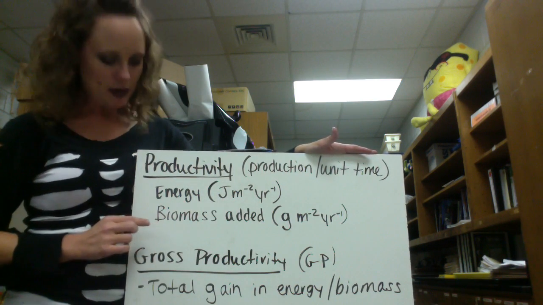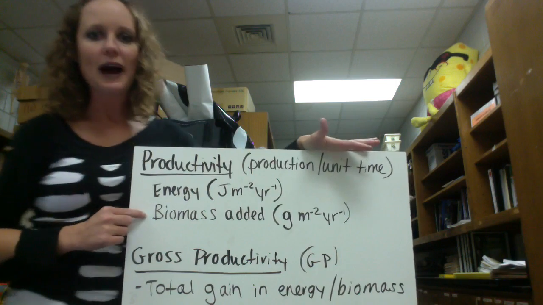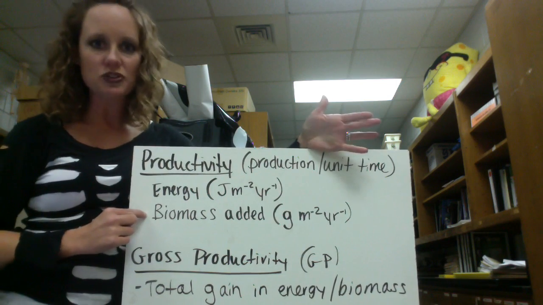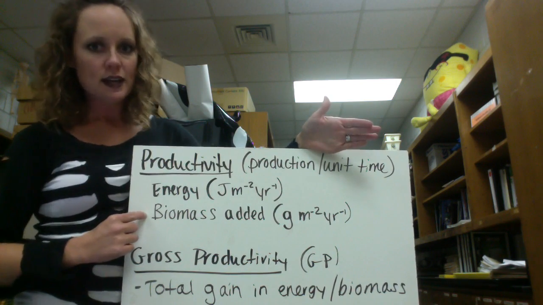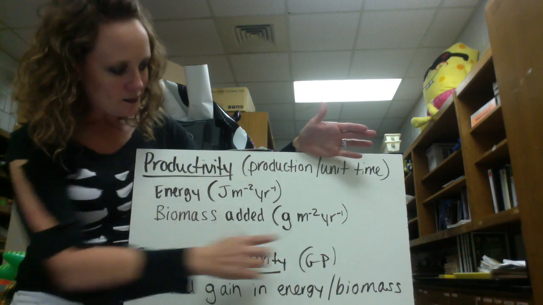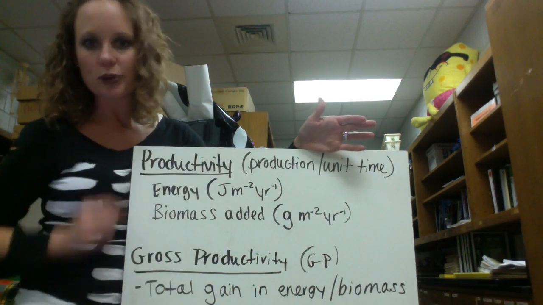All right, the second way that we can measure that is through biomass. So biomass is measured in grams. That's the dry weight. So it's the biomass that's added in grams per meter squared per year.